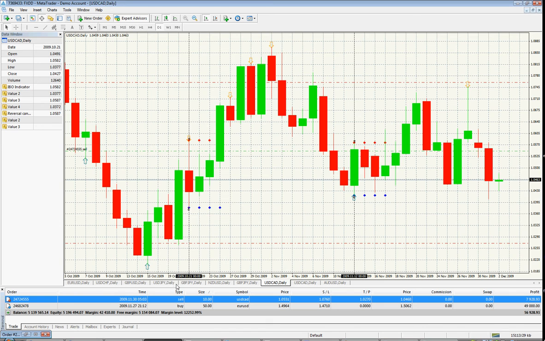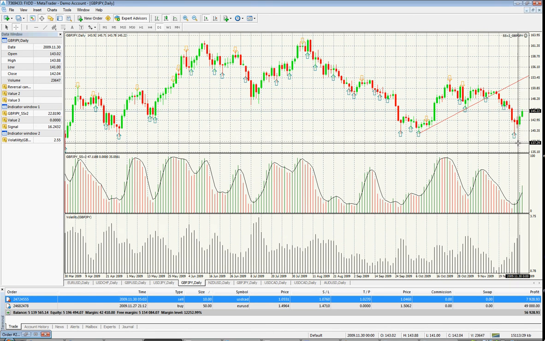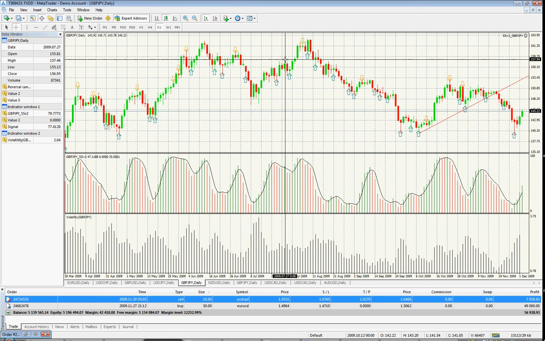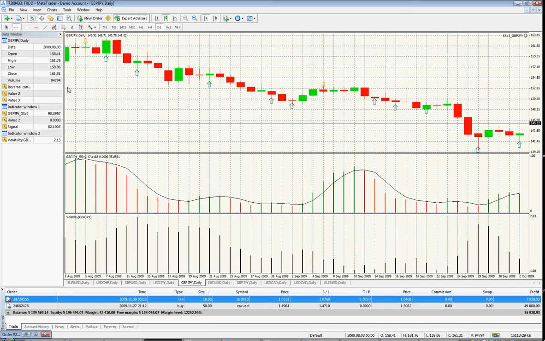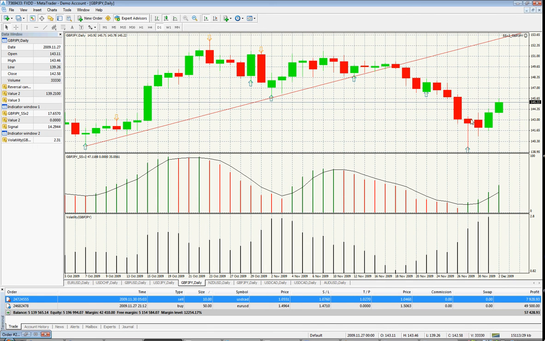Now let's take a look at the Pound Yen, which we traded on different accounts. As you can see here, there's a reversal candle that we discussed earlier. Here it goes. Reversal candle on the daily chart.